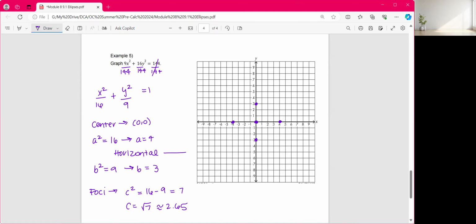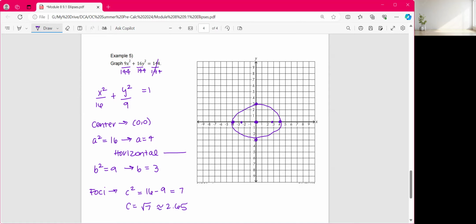And then my foci are on my major axis, which is the horizontal axis here, and it's 2.65 units from my center. And so here is my ellipse for this equation.